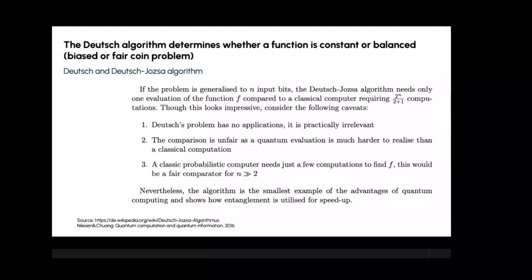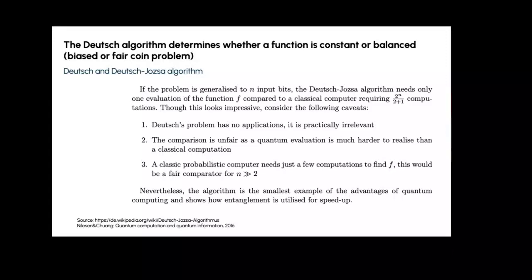Nevertheless, the algorithm is the smallest example of the advantage of quantum computing and shows how entanglement is utilized for speed up. So it really shows you, I create with the Hadamard an entangled state. I have a gate that manipulates these entangled states so that I only need to measure 1 qubit. And with the Deutsch-Jozsa algorithm, which I won't show because it takes too long, you even can do this with infinitely many qubits, right? And still concentrate all the information in the first qubit. This is very impressive. And this shows you the power of entanglement. Any questions?